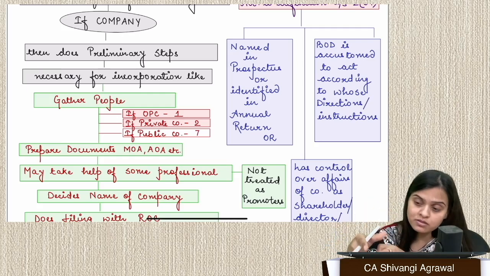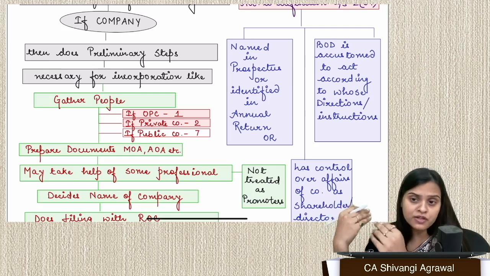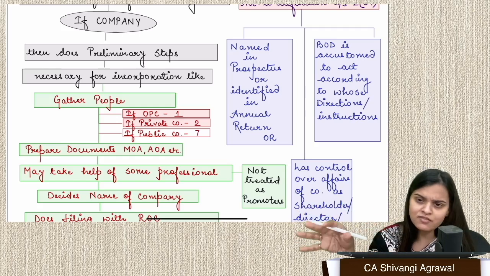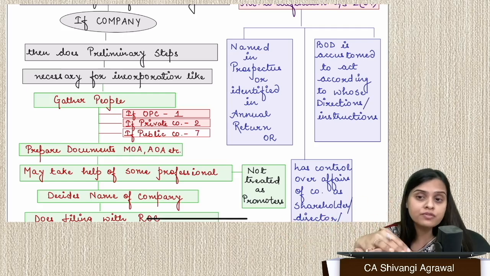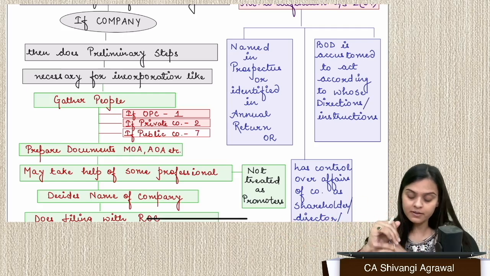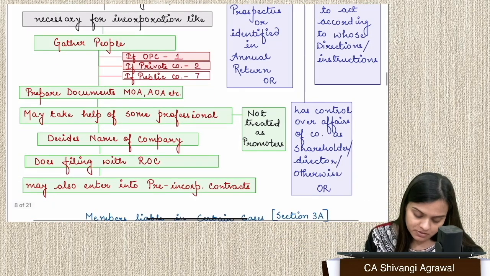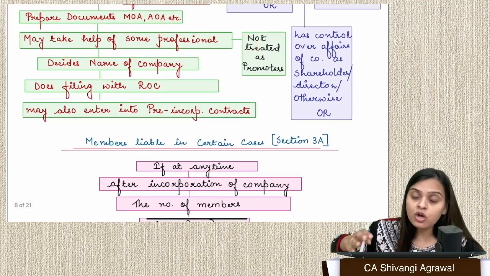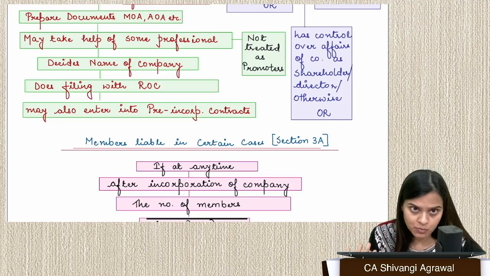Once you do that promotion, thereafter you prepare the documents, thereafter you register the documents for incorporation, you get the certificate of incorporation, you ensure that the funds have been received, and thereafter you commence the business after complying with the requirement of section 10A. So this is the entire process of raising funds and starting a company, right? Okay, so you gather the people, you prepare the basic documents, you may take help of some professional in preparation of documents or filing of documents, but they are not going to be treated as promoters, right?